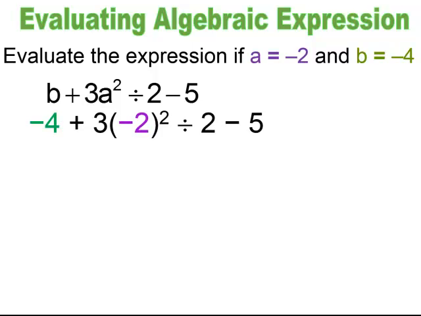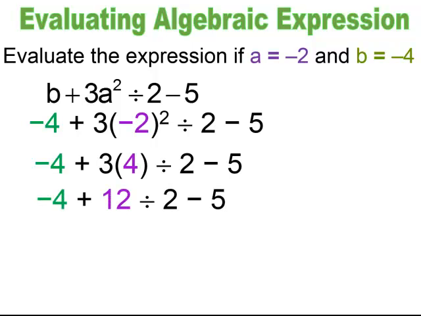I'm substituting in the -2 for A and the -4 for B. Make sure you put parentheses around that -2 with that square. Now I'm going to do order of operations, which means I have to do that exponent first. -2 squared is a +4. Now I'm going to work multiplication and division from left to right. So I get 3 times 4 is 12 divided by 2, and then 12 divided by 2 is 6. Now I can do the addition and subtraction. -4 plus 6 is 2 minus 5. 2 minus 5 is a -3. So make sure you're doing order of operations step by step.